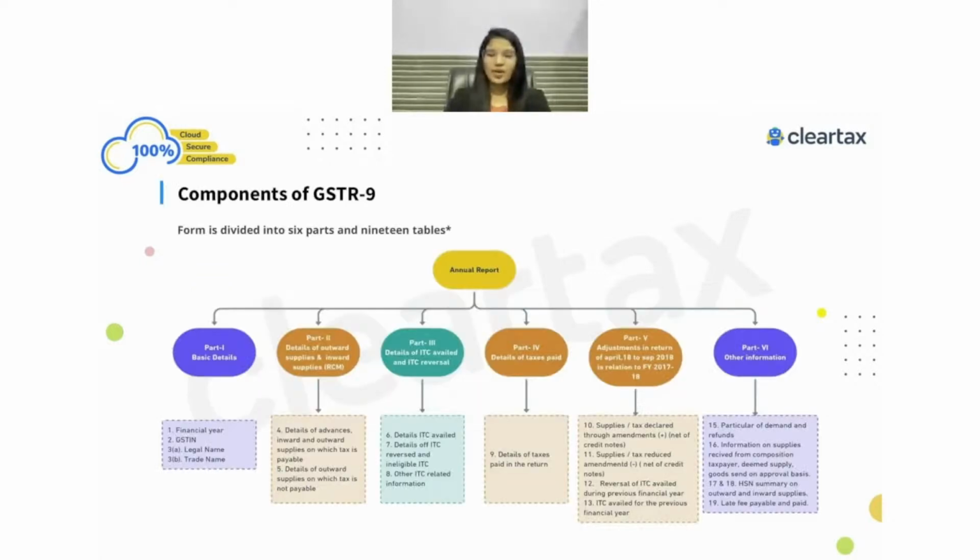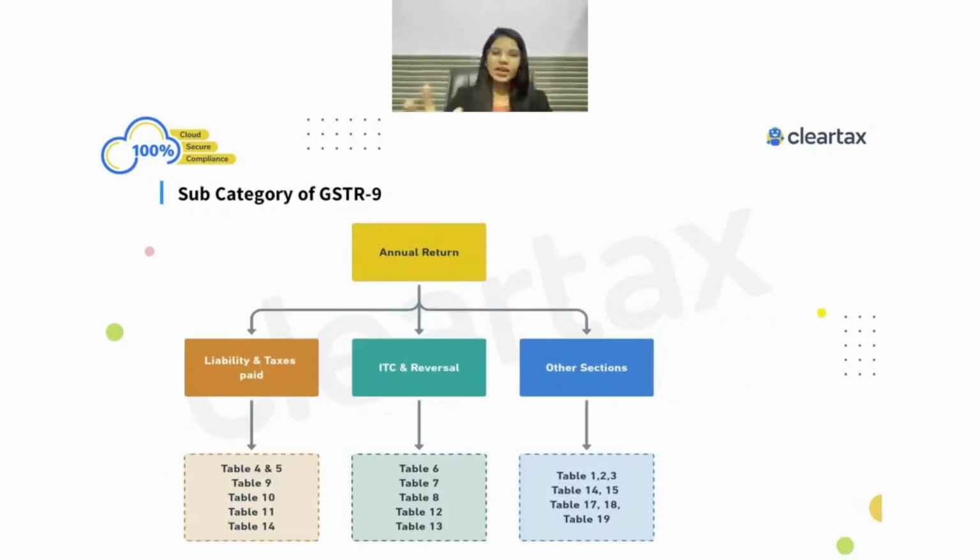We also talked about the different tables of GSTR-9. There are a total of six parts, and these six parts are divided into different tables. The tables were categorized in three groups: one related to liability and the taxes paid, another related to ITC and its reversal, and the third was the other section. In the last session, we focused more on liability and the taxes paid. If you missed that, I would suggest you go to that recording. We'll anyhow share it with you. There we focused on tables 4, 5, 9, 10, 11, and 14.